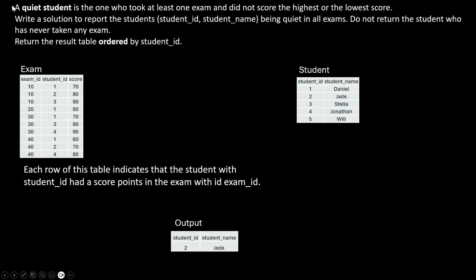So maybe you can just read this definition. A quiet student is the one who took at least one exam and did not score the highest or the lowest score. We need to write a solution to report the students being quiet in all exams. We don't need to return the student who has never taken any exam, and we need to return the result table ordered by student ID. So that's what we need to do.